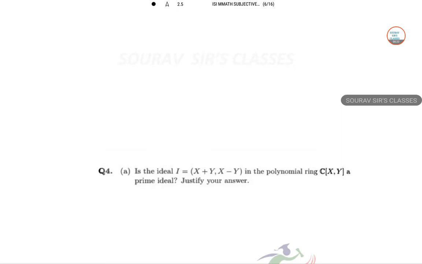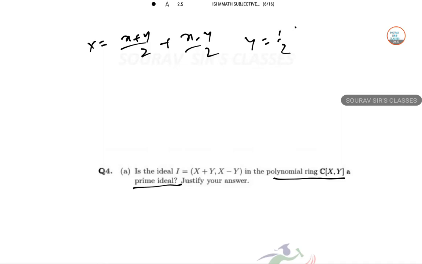Is the ideal I = (x+y, x−y) in the polynomial ring C[x,y] a prime ideal? Let's do it. We can say x equals (x+y)/2 plus (x−y)/2, and y equals (x+y) minus half of (x−y).